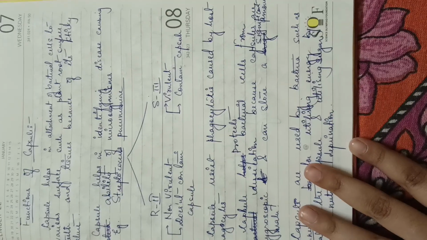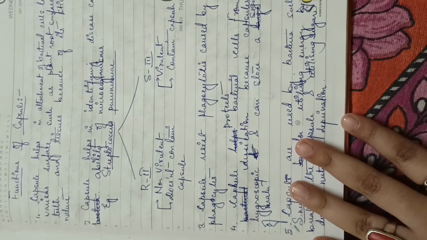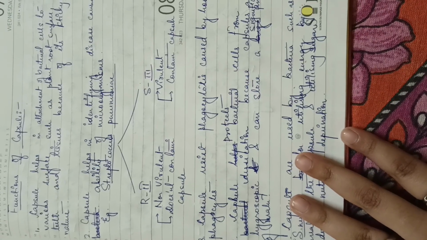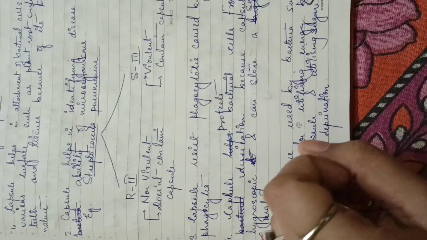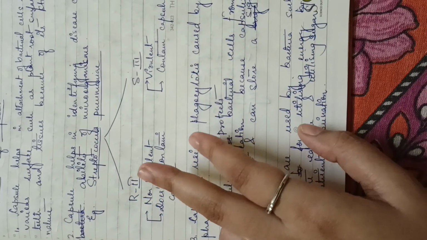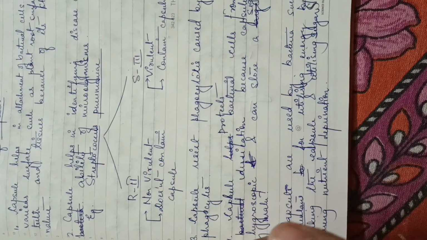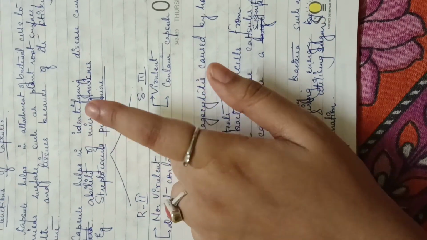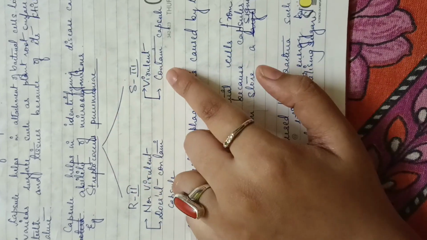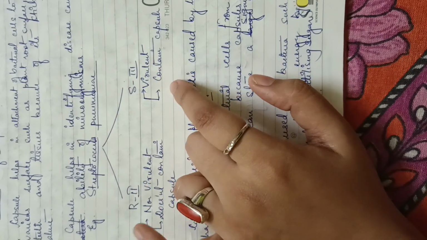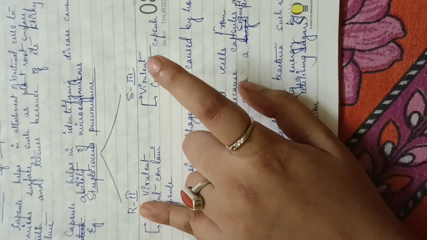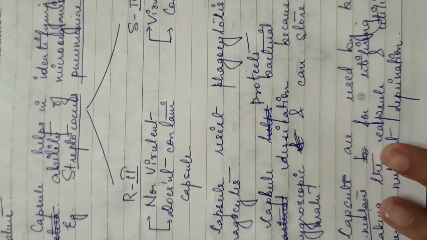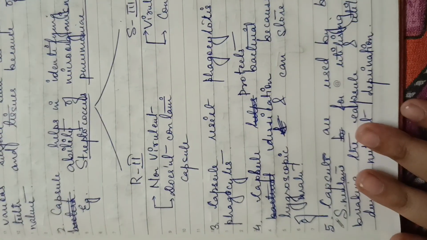Second, the capsule helps in identifying the disease causing ability of a microorganism. Example, Streptococcus pneumoniae. The R2 strain is non-virulent, so it does not have a capsule. S3 is virulent, so it contains a capsule. So if it is virulent, it has a capsule; if it is non-virulent, it has no capsule. So you can identify S3 and R2.